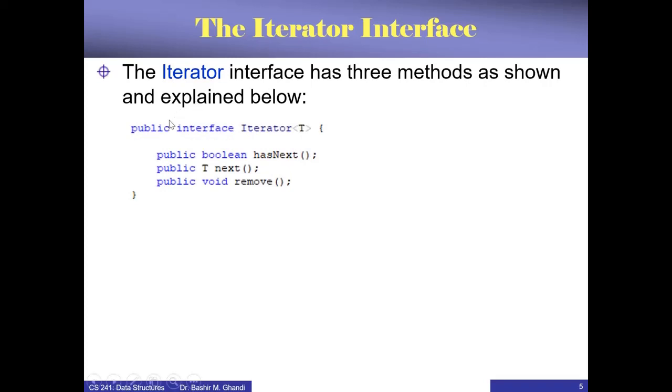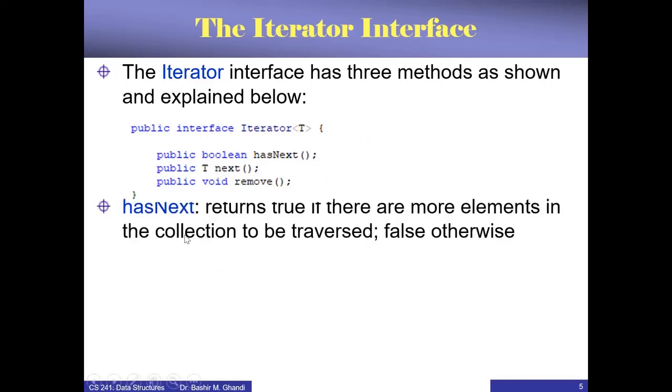Okay, this is how the interface is. It is inside java.util, so normally you will have to import it if you want to implement it for your class. So public interface Iterator of generic type T. It has three methods: a Boolean method hasNext, a next method, which will return an element, and a remove method. Let us explain these methods in detail.